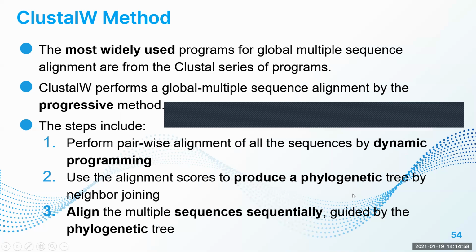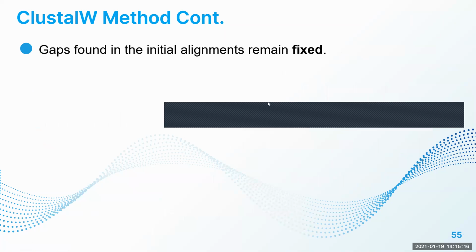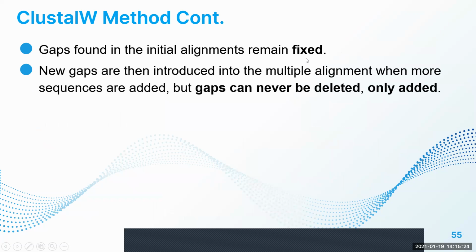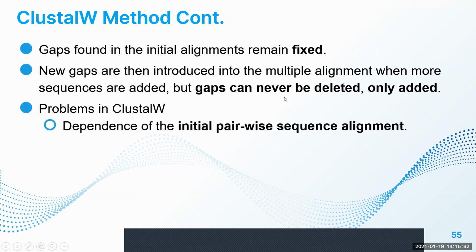You use dynamic programming, and as we mentioned, this guide tree is a phylogenetic tree in ClustalW, and you use a neighbor joining algorithm to join those sequences. So the base is the same as the progressive one. If you have gaps, those gaps are fixed, so those gaps cannot be deleted. You can only add gaps. So the problem is that it has the same drawbacks as the progressive one.